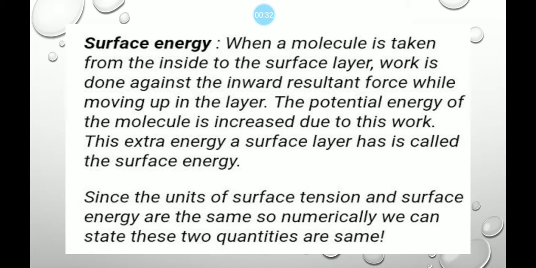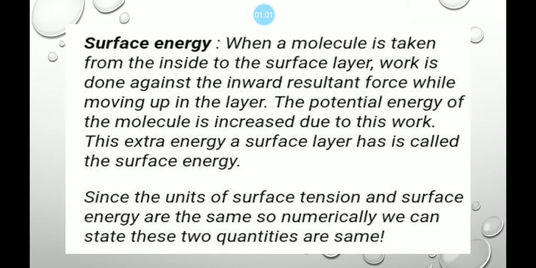When a molecule is taken from the inside to the surface layer, work is done against the inward resultant force. While moving up in the layer, the potential energy of the molecule is increased due to this work. This extra energy a surface layer has is called the surface energy.